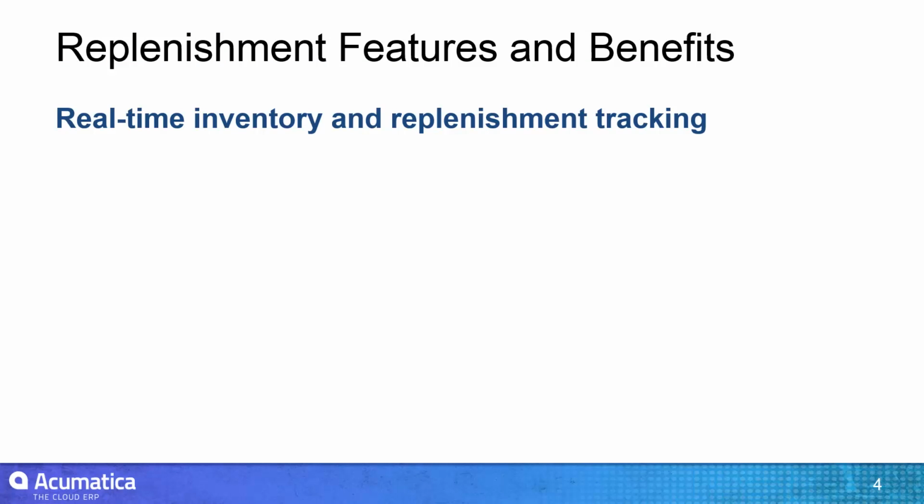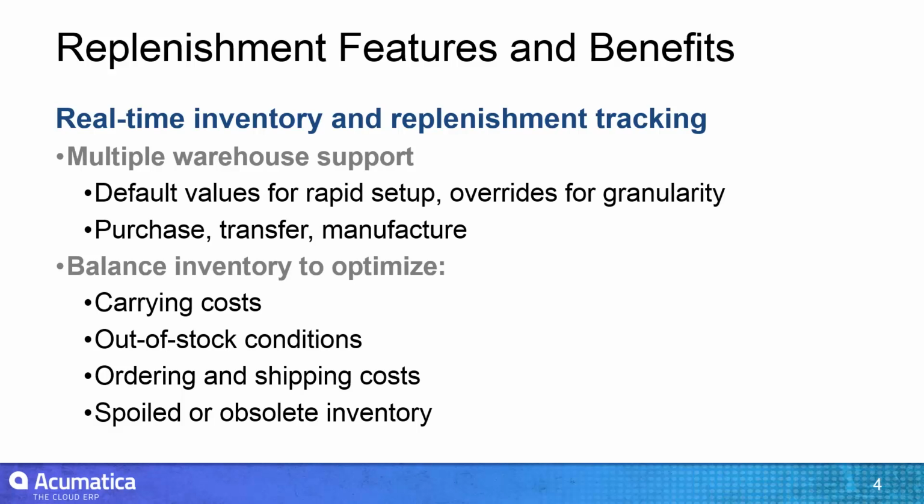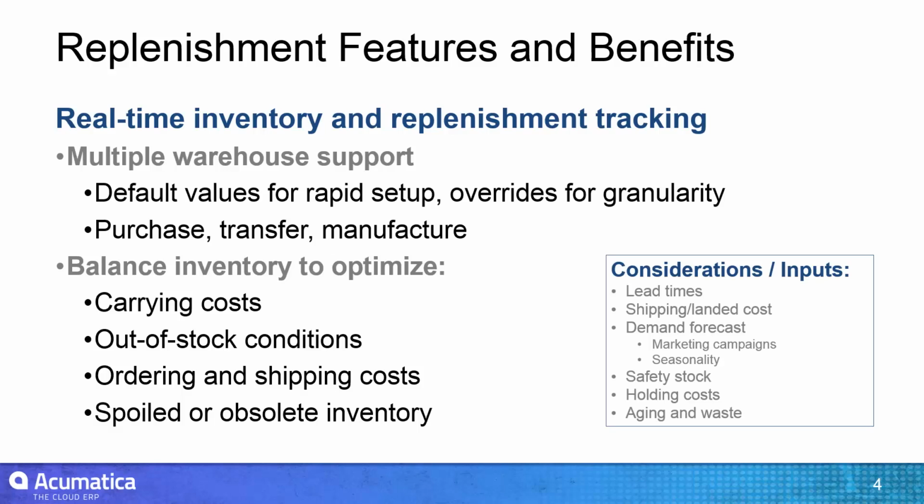By using Acumatica, I can monitor inventory levels in real time across multiple warehouses. This simplifies the process of creating orders and reduces paperwork. By optimizing inventory, I can lower carrying costs, reduce waste, improve customer service by eliminating out-of-stock scenarios, and minimize ordering hassles.